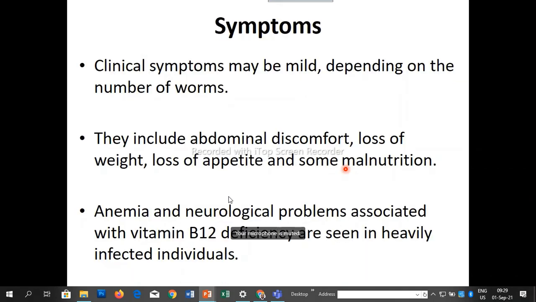Anemia can happen, and neurological problems associated with vitamin B12 deficiency are seen in heavily infected individuals. Because these parasites consume B12, you can develop a B12 deficiency, and once you have B12 deficiency, you can have anemia.